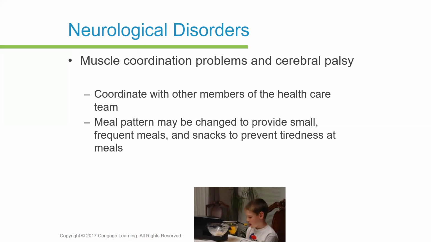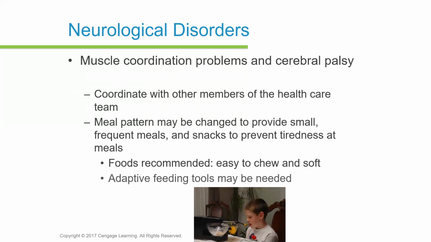If eating is really difficult for someone and it takes a long time, you could think about strategies related to the meal pattern. So having smaller, more frequent meals and snacks, so you're not wearing somebody out or making them feel tired, sometimes to the point where they don't eat as much as they should. You might have to think about easy to chew foods and soft foods also to make it easier. And again, the adaptive feeding tools, an example of which is shown in the picture.